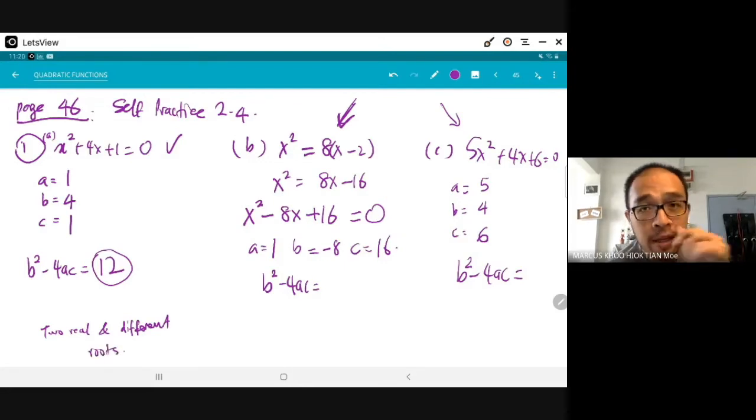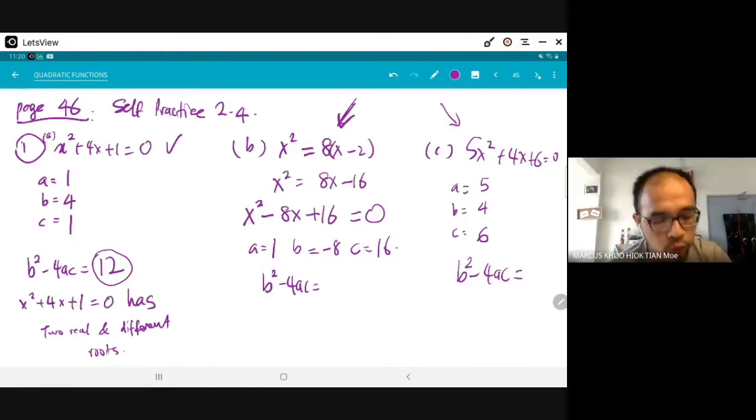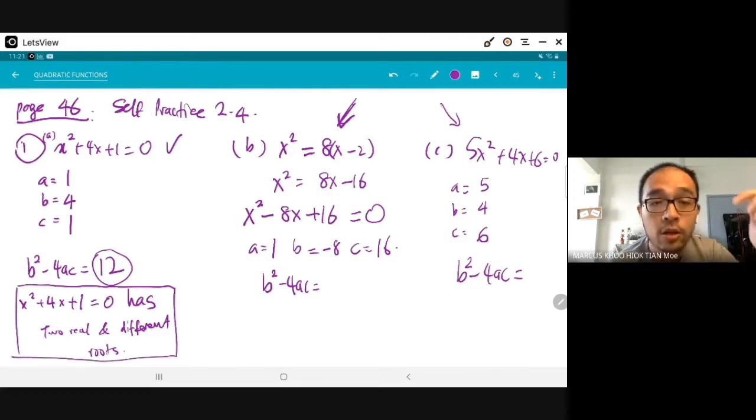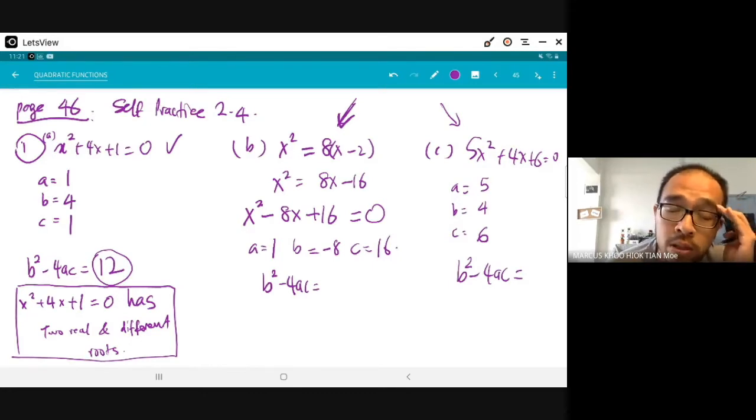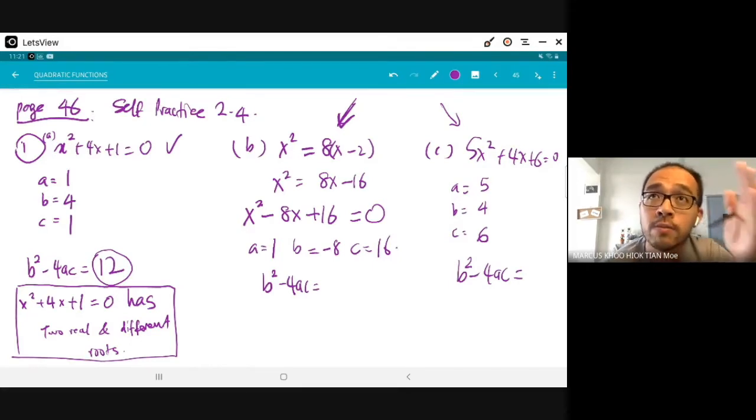Okay, so listen, everybody. Whenever you write the interpretation, interpretation means meaning. B squared minus 4AC is 12, so means what? Okay, so you write it like this: x squared plus 4x plus 1 equals to 0 has 2 real and different roots. Understand how to write the answer. Don't just simply write the answer. Of course, we understand: B squared minus 4AC is 12, 12 is more than 0, so that means it's 2 real and different roots.